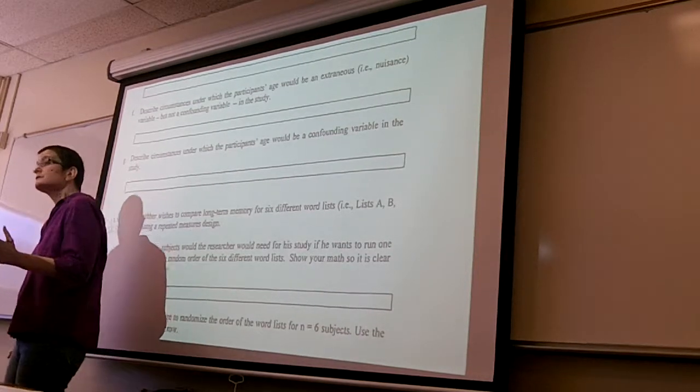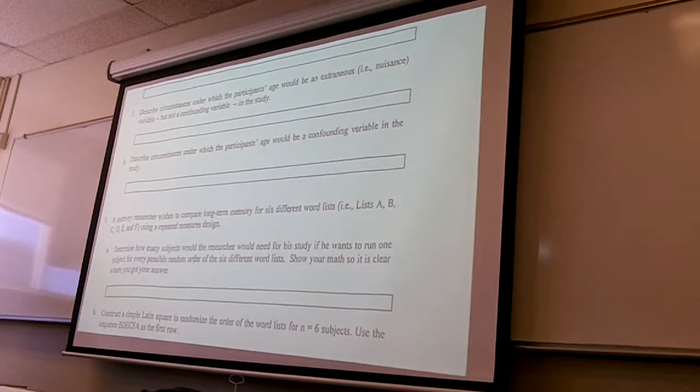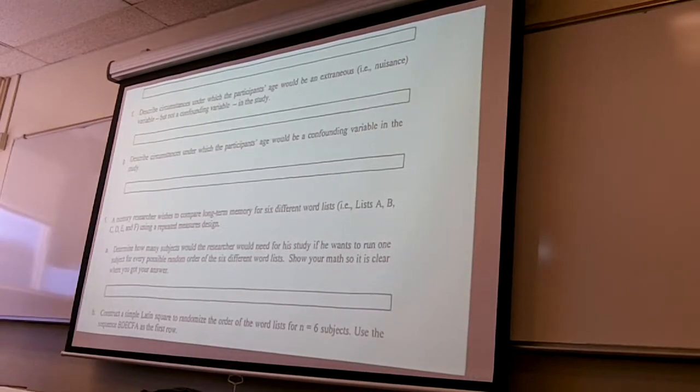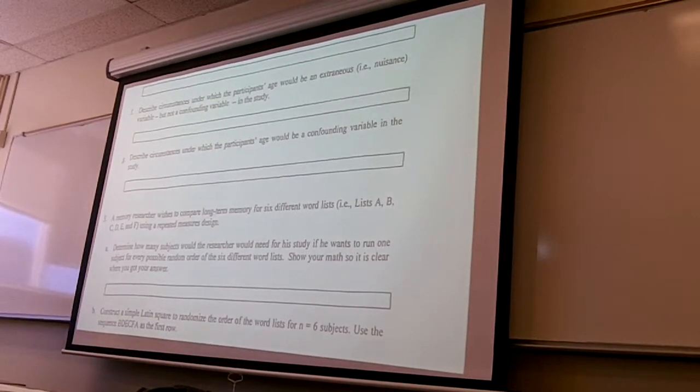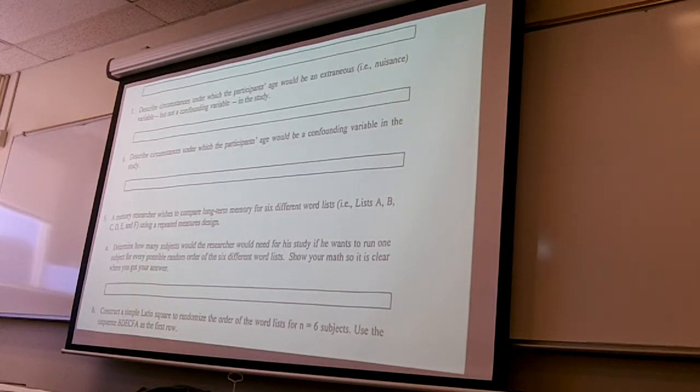So if age varies a lot among your population, what do you want to do? You either want to hold it constant if you can, or balance it across conditions. And it's going to be really hard for you to hold age constant. You can't say, okay, everybody in the study has to be 25. There's going to be a lot of people left out of the study that need help. And it doesn't really make sense to just pick an arbitrary age like 25.